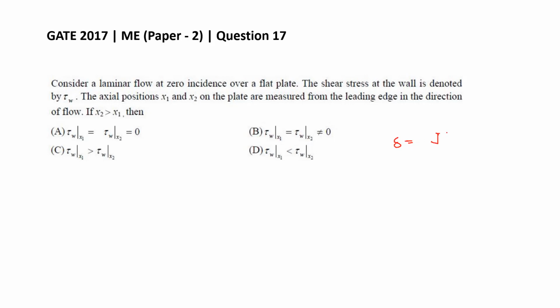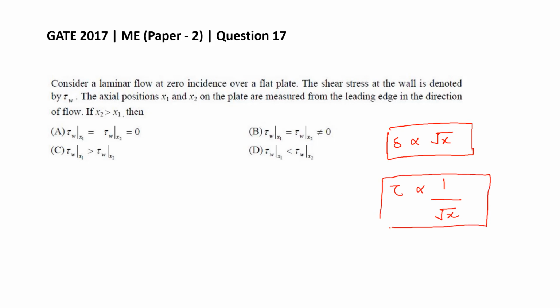So here I will just give you the relation actually. We have already seen that this expression is there for laminar flow. Let me just not write equal to, it's confusing. So delta is proportional to root x, whereas tau is proportional to 1 over root x. So that information you need in order to solve this. And if you know this, let me know what option would be correct.